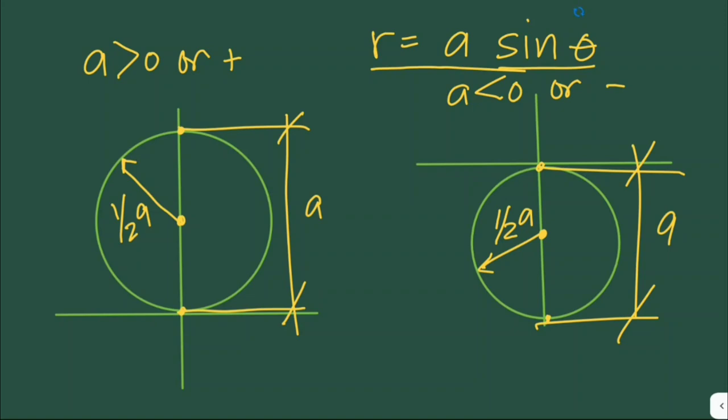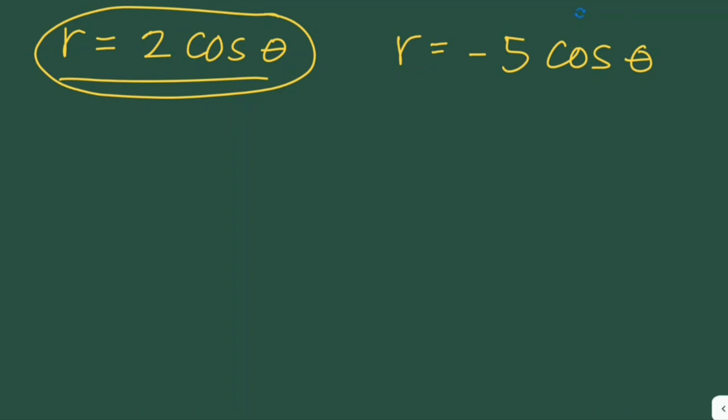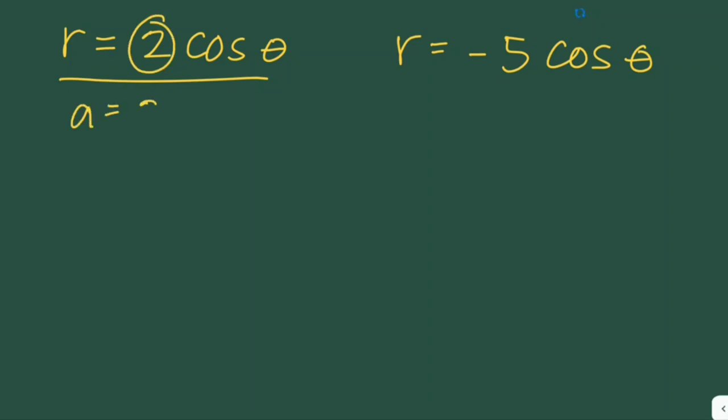Now let's solve some sample problems. We're given these two equations: R equals 2 cosine theta and R equals negative 5 cosine theta. Since it is cosine theta, our graph would be facing either to the left or to the right. Let's graph the first equation first, R equals 2 cosine theta. Since the value of A here is positive 2, our circle would be facing towards the right. And one half of A, which is the radius of the circle, is one half of 2, which is equivalent to 1. A here, which is equal to 2, is the diameter of the circle.